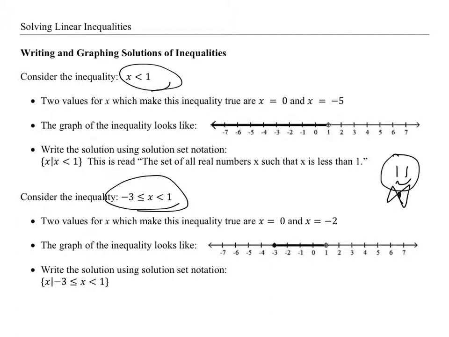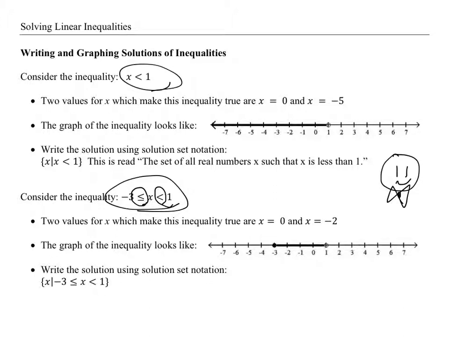Next, we're going to consider an inequality that looks like this, which is called a compound inequality. Two values for x that could make it true are 0 and -2. And the graph looks like -3 to 1. I have a solid circle at -3 because I have an equal to there. I want -3 to be part of the solution. An open hole at 1 because I don't want 1 to be part of the solution. I want x strictly less than 1.